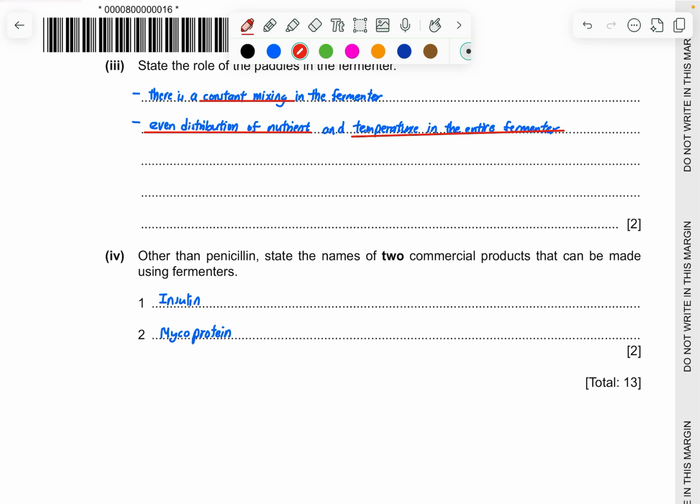Okay, then other than penicillin, what are the two commercial products that can be made using fermenters? Well, these are the two common ones that you find in the syllabus. One of them is insulin for diabetes, and the other is mycoprotein. Mycoprotein is another form of food that we eat, coming also from fungi, like mushrooms. So you can see they are under the same kingdom, so you don't have to complicate yourself. I understand that it may be very hard to think during the exam if you forget what these things are, but I think if there are any questions in the near future, it should be insulin and mycoprotein, and that's well sufficient to answer this question.